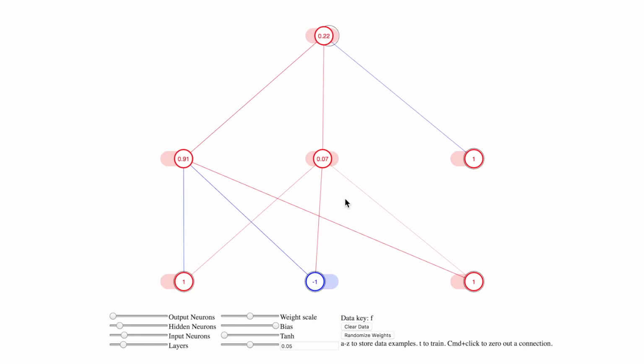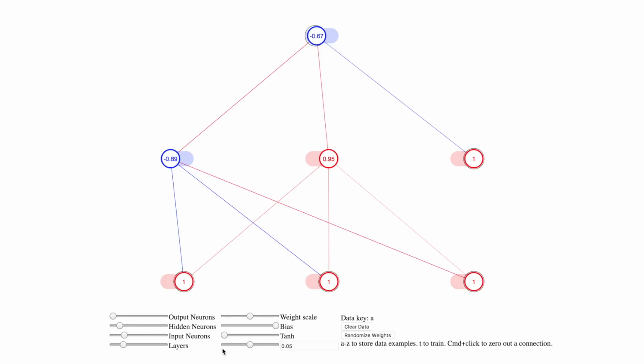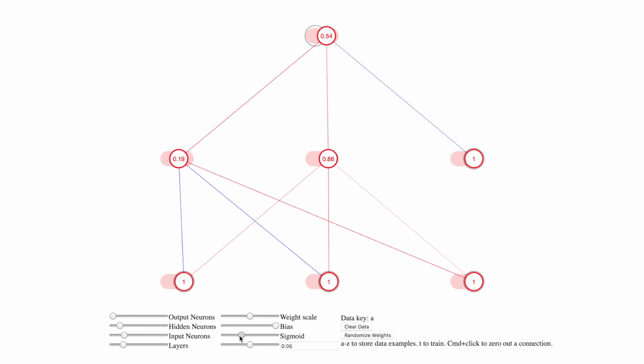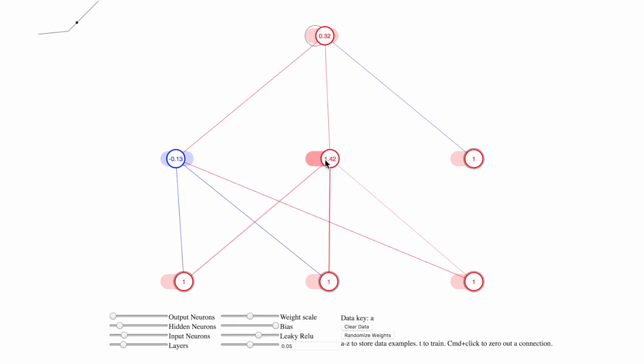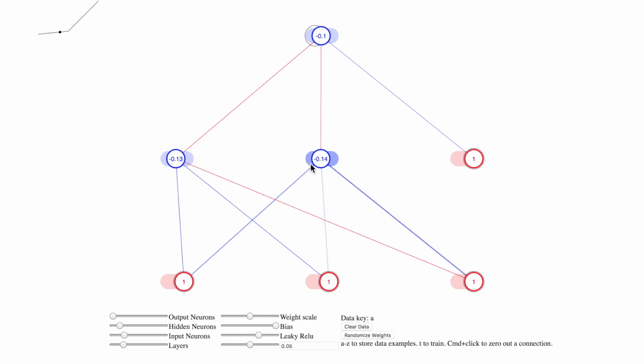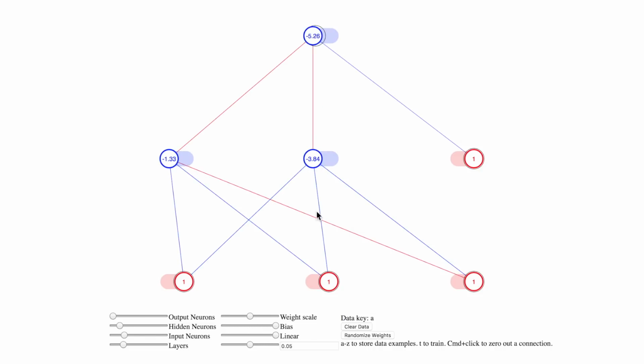Let's look at just a few more little things you can do. So we have different activation functions. So we got tanh, sigmoid, and you can see the sigmoid curve over there. We got leaky ReLU, which is just a really simple one where it's linear if the input, the weighted sum, is above 0, or it's a small fraction of it if it's below 0. And we also have just a straight up linear neural network.